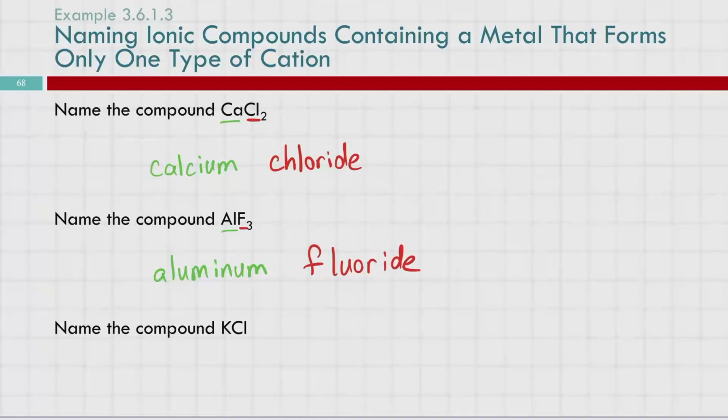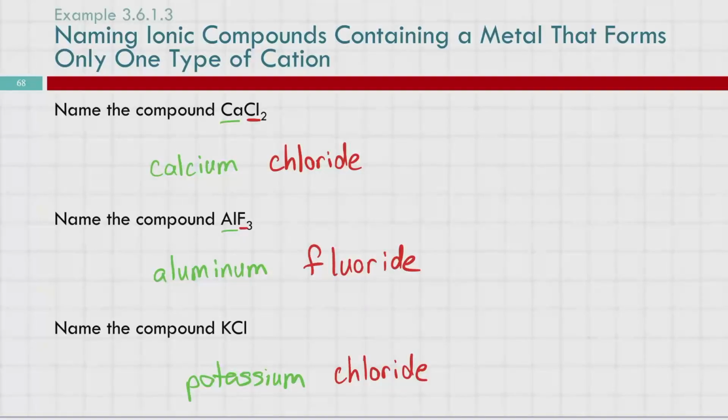Why don't you take a guess by yourself or with your partner at what KCl would be? Would anyone like to share their guess for KCl? Jeremiah? Potassium chloride is exactly right. So K is potassium, and Cl is chlorine, and we change the ending to -ide, so it's potassium chloride is our name.